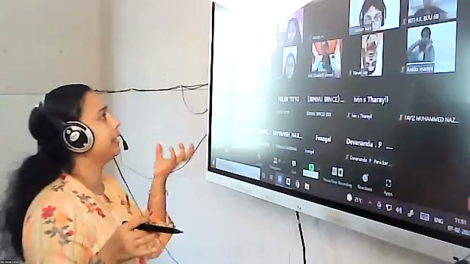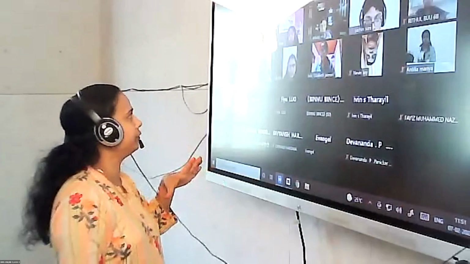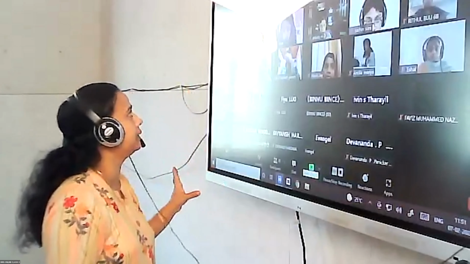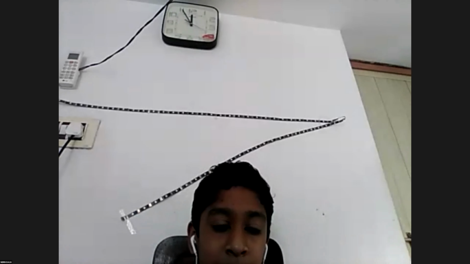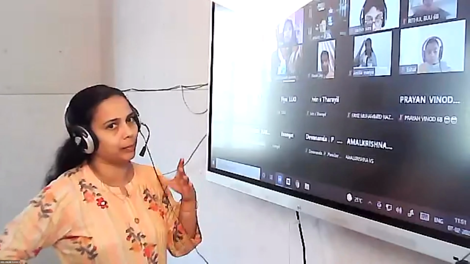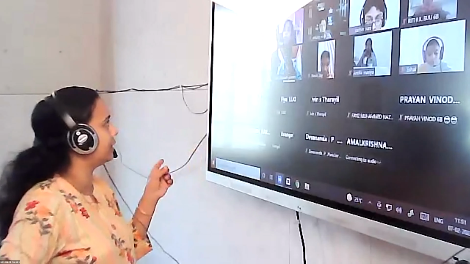And children, you have to remember, we have to write the ratio in the simplest form. Simplest form means you have to divide both numerator and denominator by the common factor, that is the highest common factor. Also we discussed, we can compare quantities only if they are in the same unit.